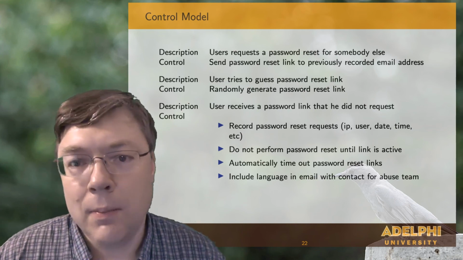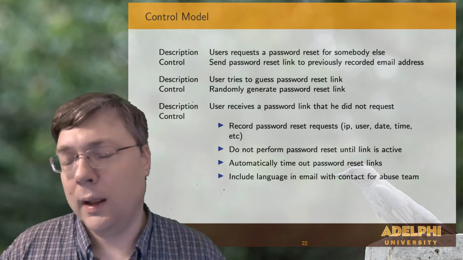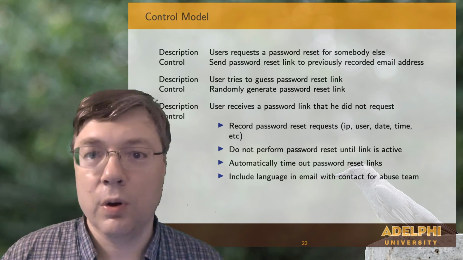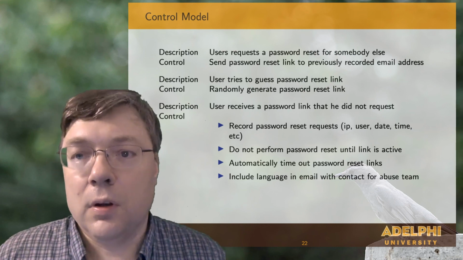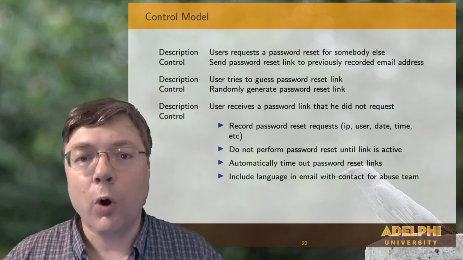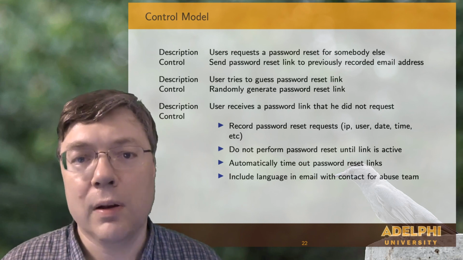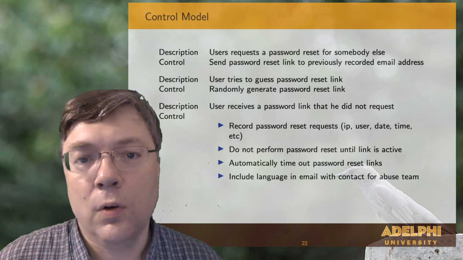I could say maybe, okay, if I know that, maybe I'm going to guess what that link would be. Okay, so we're going to randomly generate that link so you cannot guess it. Maybe we're going to receive all of a sudden a password link that we didn't expect. So what are we going to do there? All of these things now follow from our threat models and our attack trees, and they allow us to identify controls. And that's how we design and build defensible systems.